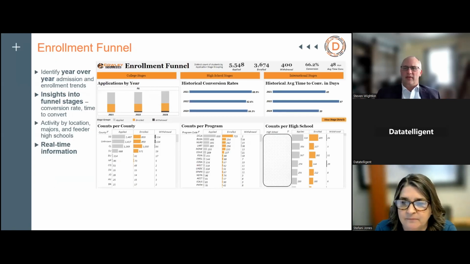So this is a solution that allows you to see your year-over-year trends related to enrollment and admissions. And it gives you the ability to dig into those stages within the funnels that are most important to you. So applied, enrolled, withdrawal, for example, and then see your conversion rates, how long it takes to get students from application to enrolled. And then the bottom half of this dashboard is showing you more detail. So you can see how you're doing geographically, per county, by programs, and then see how your feeder high schools are doing.